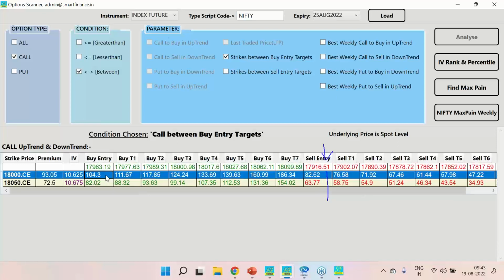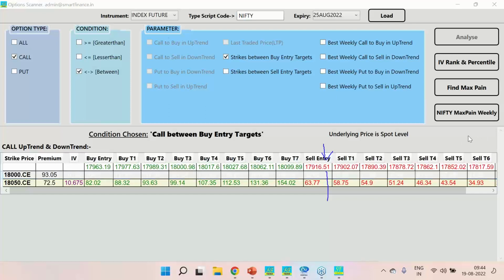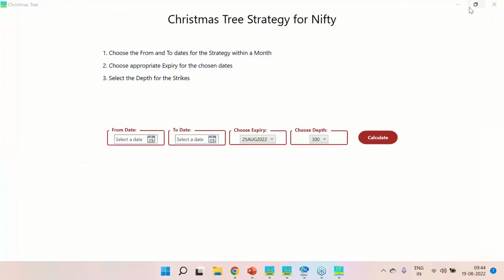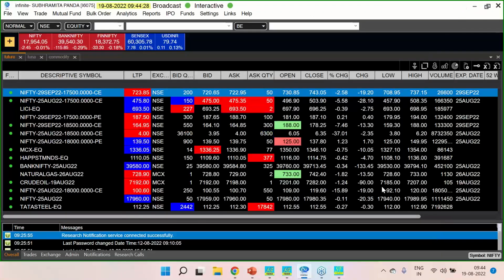This strike 18,000 should be bought at 104, with a stop loss of 82.660, and these are the targets. These targets will come once the Nifty moves to these levels. Nifty spot, not future. This is also a very handy tool you can utilize. We have been demonstrating this tool for the past 3 sessions. The first session I had not shown you; the second, third, and today's sessions I have demonstrated.